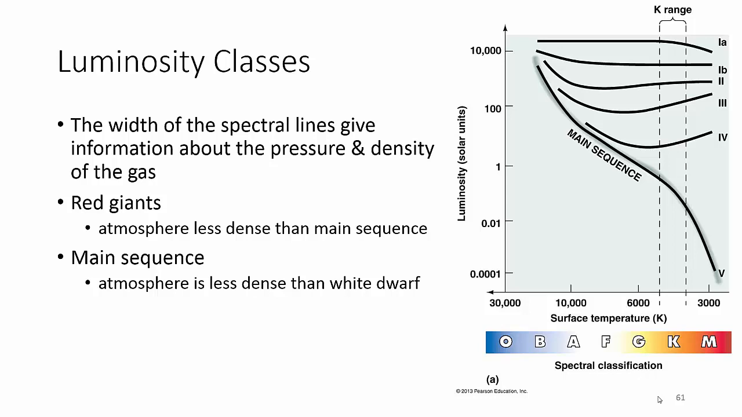So red giants are less dense, and it kind of goes up. So these bands, you can see 1A, 1B, 2, 3, 4, 5. That tells you the density and pressure of the star.